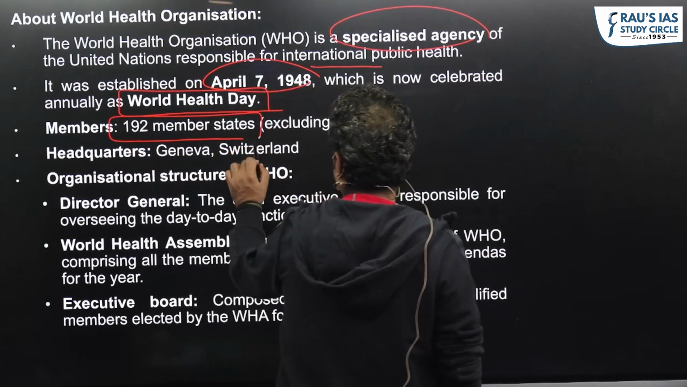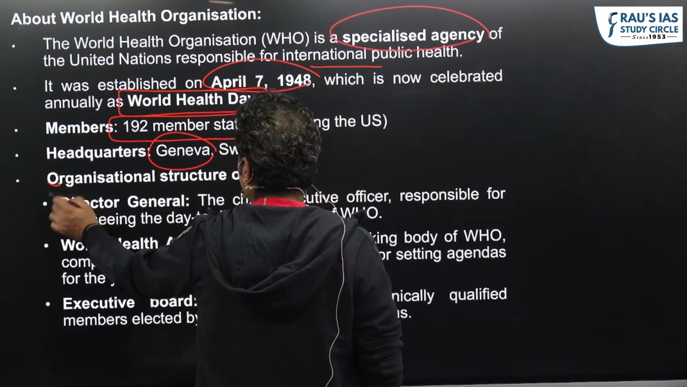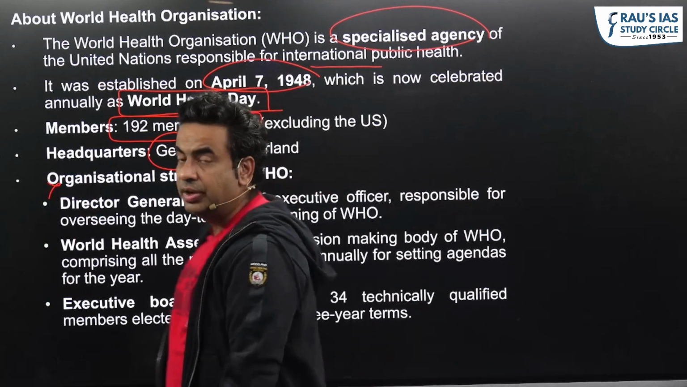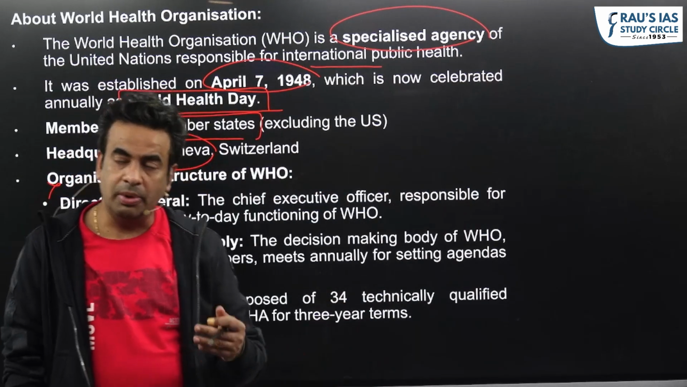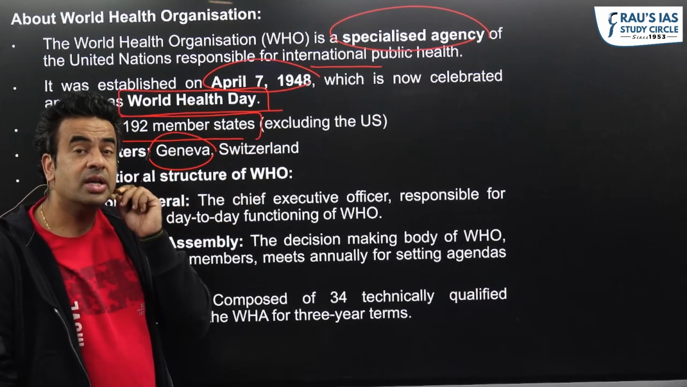Now, 192 member states, its headquarters. Organizational structure is not that important, but these 4 facts about WHO are very important to know from the Prelims point of view. These 4 points are very important to know, and WHO is an agency of the UN.